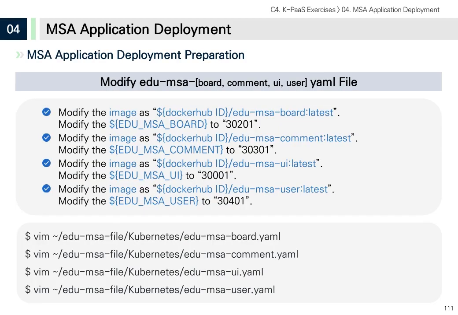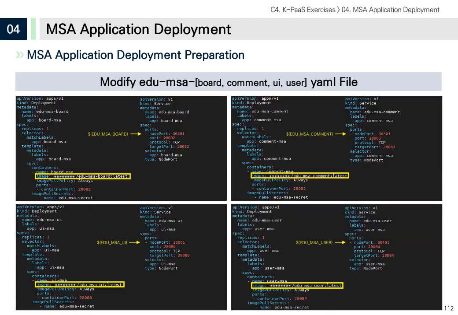Once the image deployment to the image storage is complete, next we'll set up the Kubernetes YAML file so that the image can be deployed as a container. In the MSA board, comment, UI, and user YAML files, modify the parts that correspond to your image and the parts that correspond to your node port. It is differentiated as blue text in the textbook. The picture shown in the textbook is an example of each project.